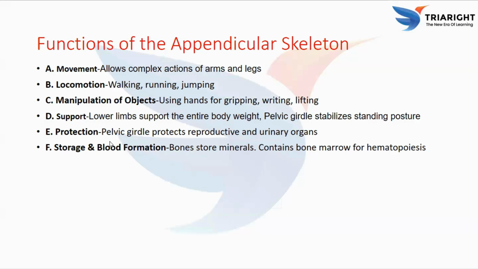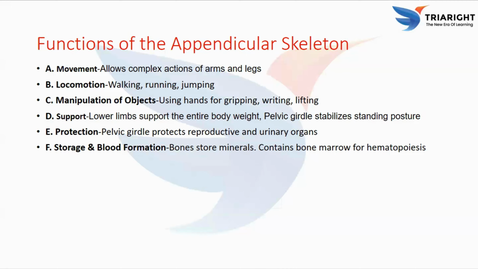So next is protection. So how does it protect? The pelvic girdle protects important organs like the reproductive organs and also the urinary bladder. These organs are present in the pelvic region of the human body. It forms a strong bowl-like structure around these organs. They also act like a protective shield.